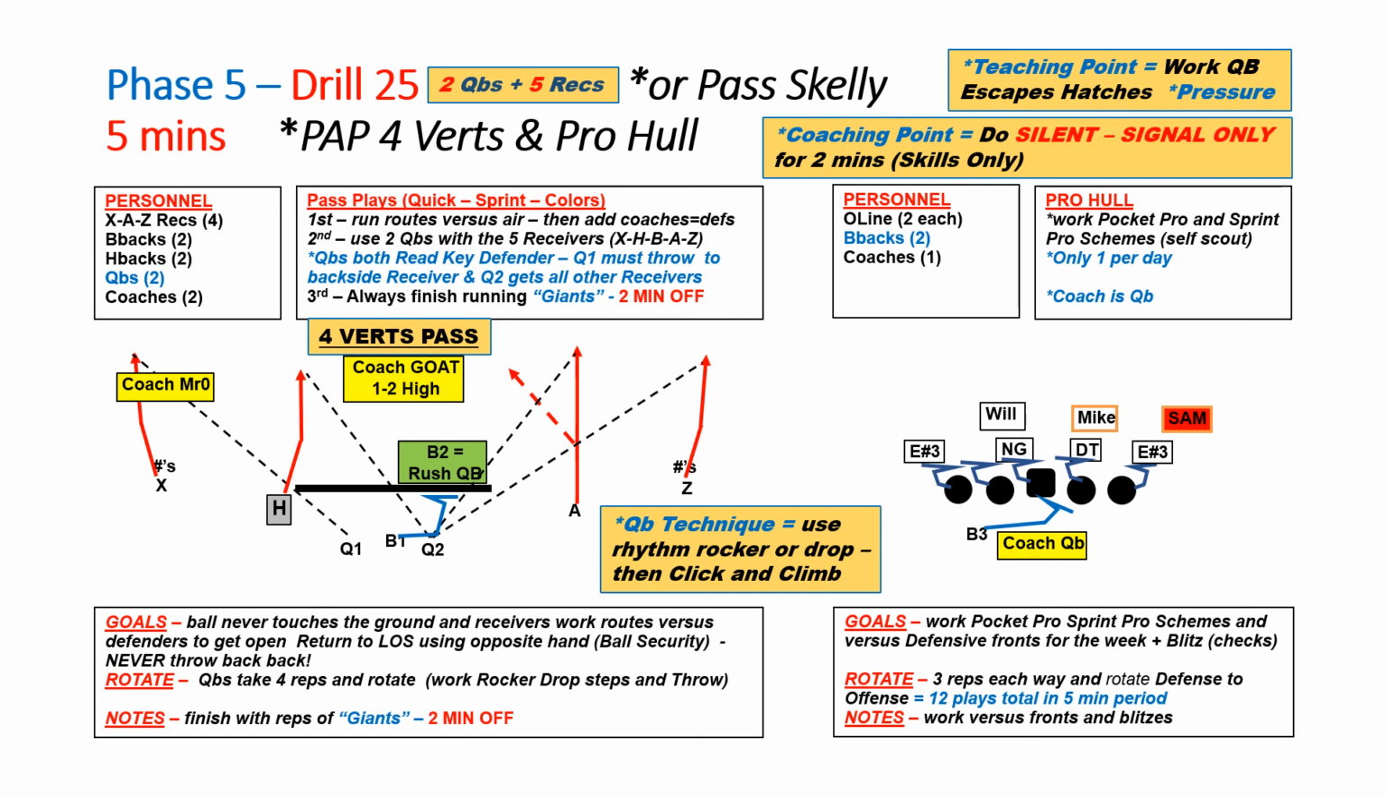Phase 5 is straight drill 25. This means we're doing pocket. We like to start with our 4 verts play action passes, kind of that whole series that we like to do, is a big part of the offense.